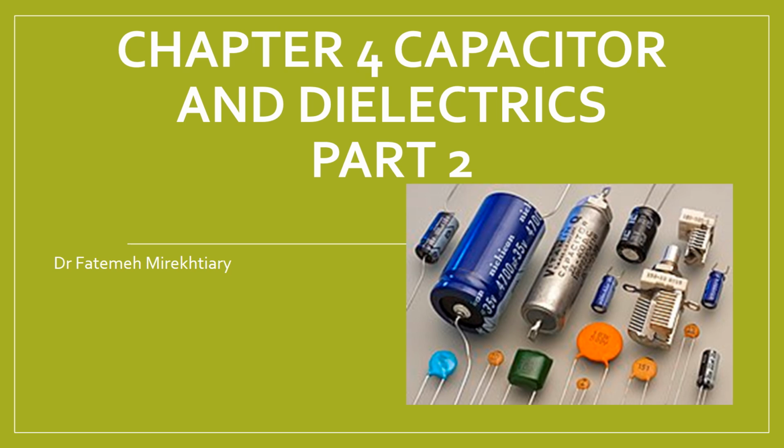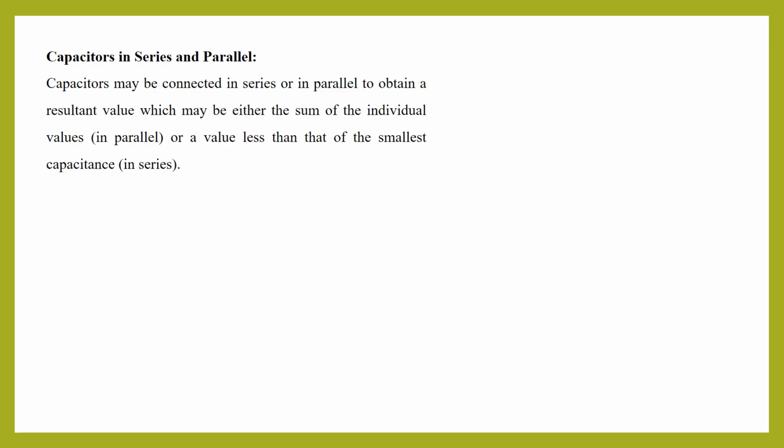Part 2 of chapter 4, that is about capacitors and dielectrics. We focus on parallel plate capacitors, everybody, and different circuits. So capacitors can be connected, everybody, in parallel, and also they can be connected in series. We will consider each one of them separately and of course their properties.